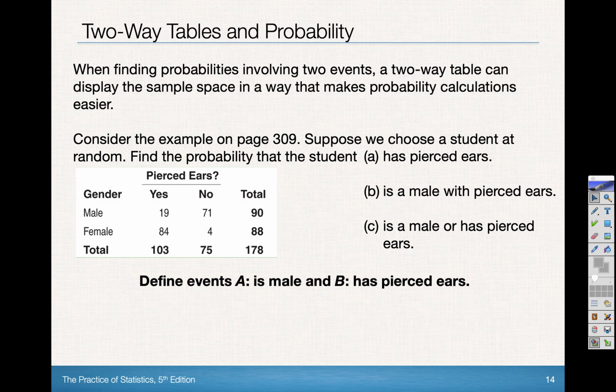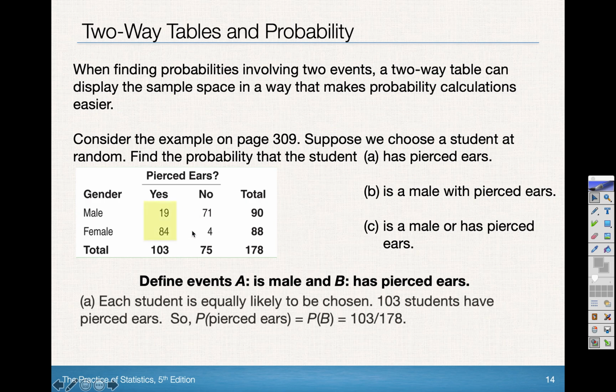We can look at probabilities in a two-way table. Here's a two-way table, and we're looking at 178 students, and we're looking at their gender and whether their ears are pierced. So part A says, what is the probability of selecting a student at random and the student has pierced ears? So we're looking at just the pierced ears column. So 103 students have pierced ears, and the sample space is 178. So the probability that event B occurs, which is pierced ears, is 103 out of 178.